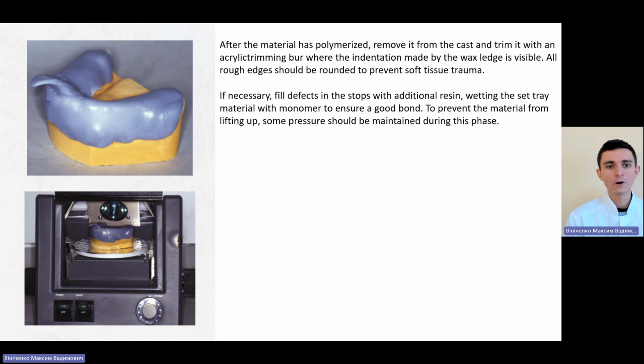After the material has polymerized, remove it from the cast and trim it with an acrylic trimming burr where the indentation made by the wax ledge is visible. All rough edges should be rounded to prevent soft tissue trauma. If necessary, fill defects in the stops with additional resin, wetting the set tray material with monomer to ensure a good bond. To prevent the material from lifting up, some pressure should be maintained during this phase.